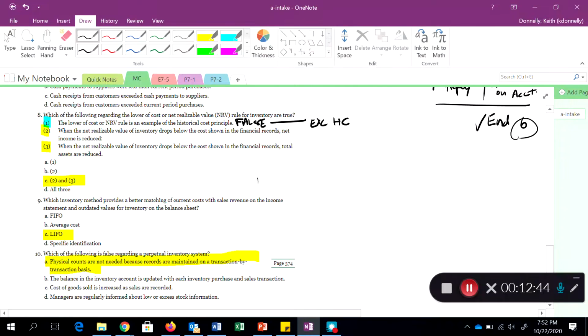Number 2, it says when the NRV of inventory drops below the cost shown on the financial records, net income is reduced. That's true, right? We said whenever we have a loss, when we do the revaluation, we debit loss, credit inventory. This loss is going to lower our net income, and it's going to lower our assets on our balance sheet. So that's why both of these are true. So our net income is going to be reduced and our assets are going to be reduced.